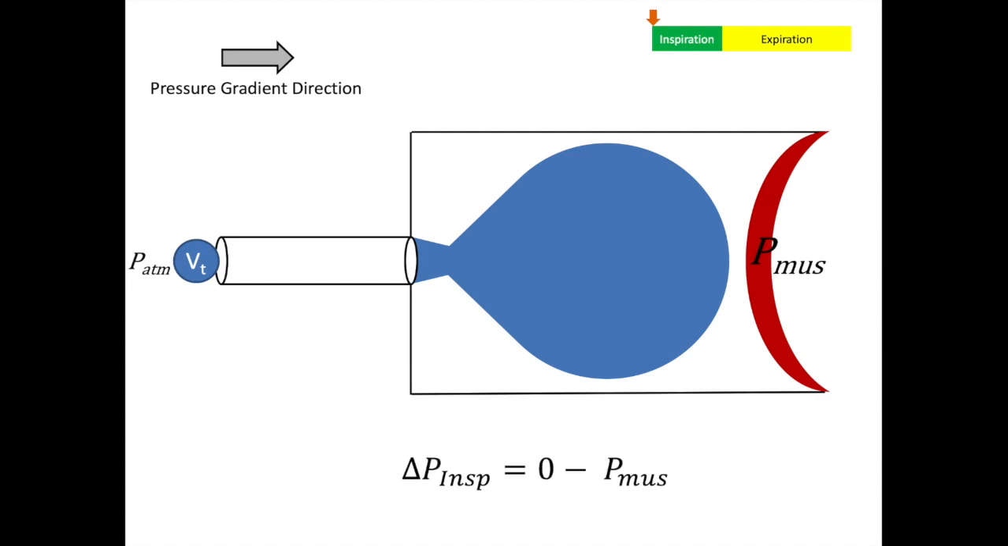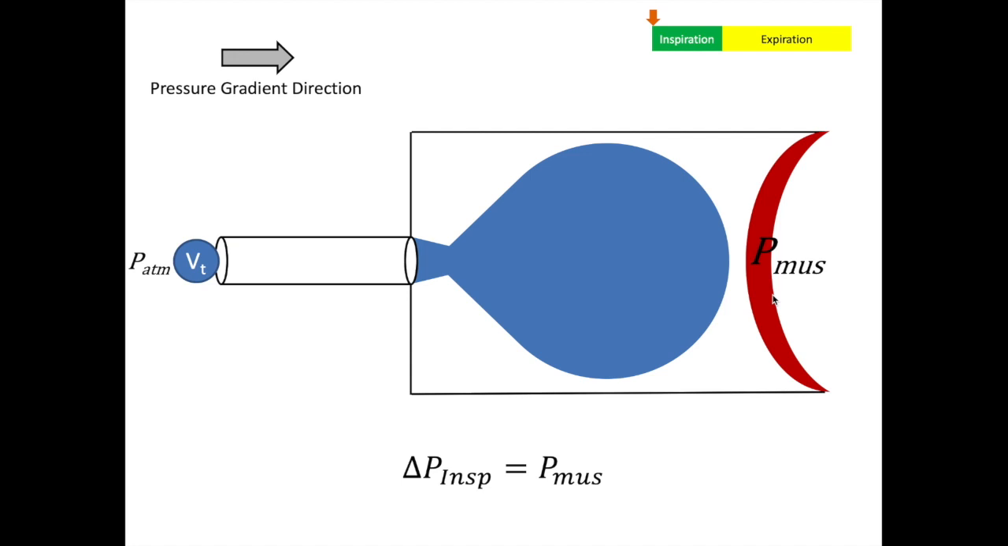Now, atmospheric pressure we take as 0. That's just the pressure outside in the air, and that's our 0 point, or the reference point. So we just designate that 0. That simplifies this equation to negative P-mus. But because the magnitude of pressure created by the diaphragm is actually favoring inspiration, we just simplify things by dropping that negative sign and saying that the pressure gradient for inspiration is equal to the pressure created by the diaphragm.